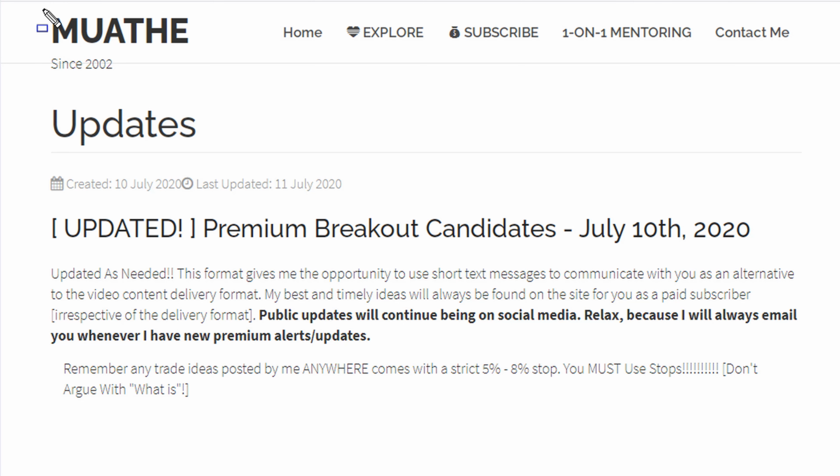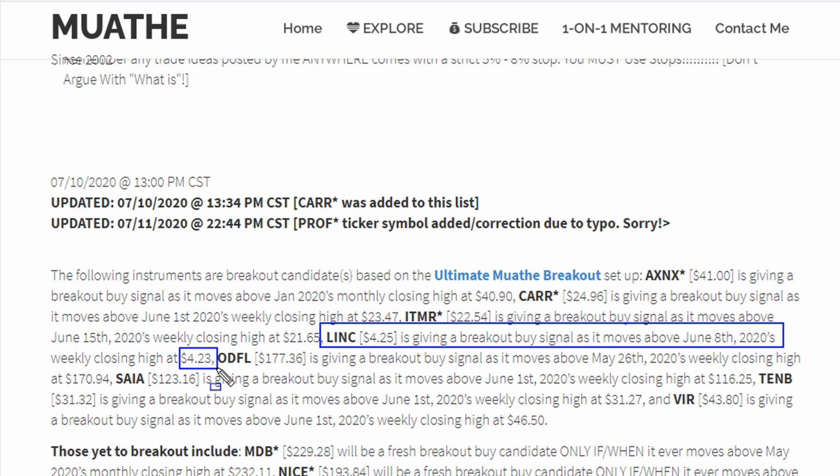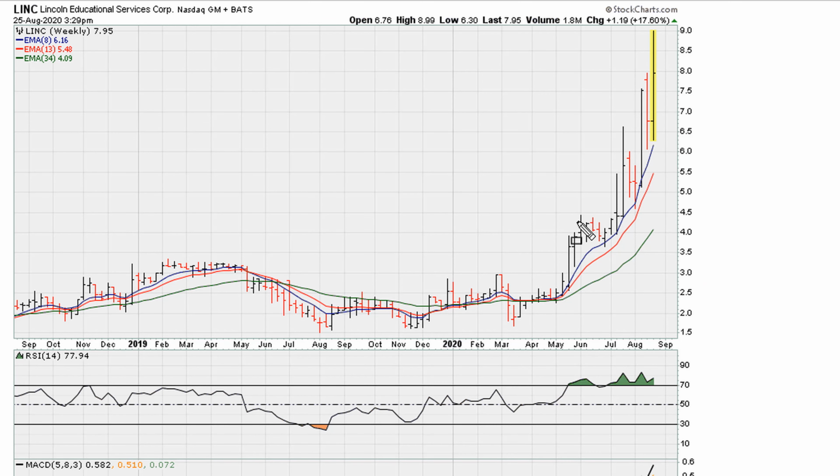And so let's take a look at where we first get an interest. This is July 10th. I sent out a breakout alert for the stock, which was here. The buy point was at 4.23. So on a weekly chart, it is this breakout here. So remember, if you understand the simple minimum requirements, you can do this for yourself too. So there's a breakout right there.